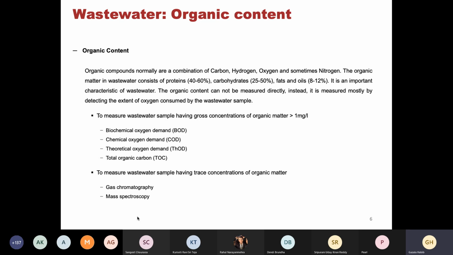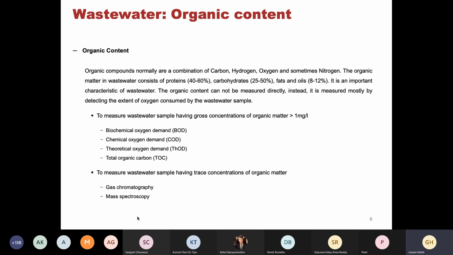Therefore, these two very common methods are used to determine the biochemical oxygen demand or chemical oxygen demand. Biochemical oxygen demand is basically a routine test used for all kinds of wastewater before disposing of it in the water body.